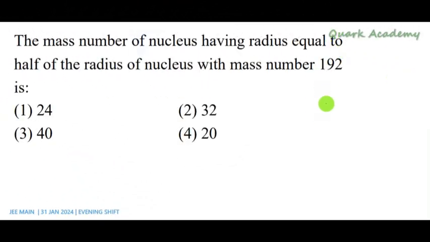So two nucleuses are there in this question, nucleus 1 and nucleus 2. Let's consider its mass number is A1 and here it is A2 and its radius is R1, here the radius is R2. Now in the question they are telling that the radius of the first nucleus is half of the second one and its mass number is 192. So A2 is 192 and R1 is R2 by 2. So this is what given in the question. We need to find A1.